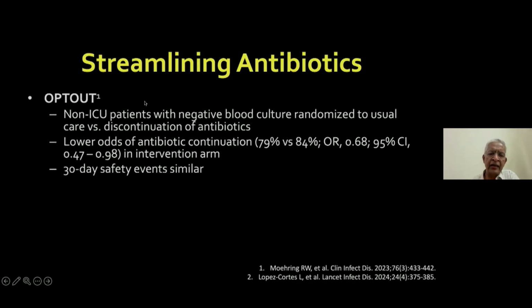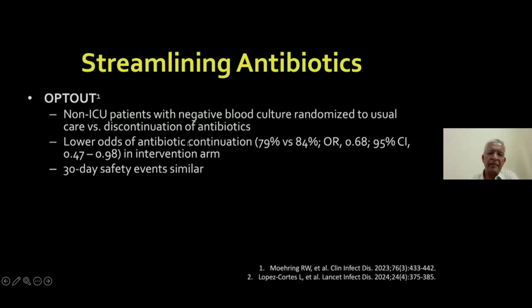In the opt-out trial, patients outside the ICU who had negative cultures but were on broad-spectrum antibiotics were randomized to usual care versus discontinuation of the antibiotics. After assessing eligibility, the investigators went through a 23-item safety checklist to make sure they were not missing seriously ill patients who needed antibiotics, and then randomized them to either continuing usual care or discontinuing the broad-spectrum antibiotics.